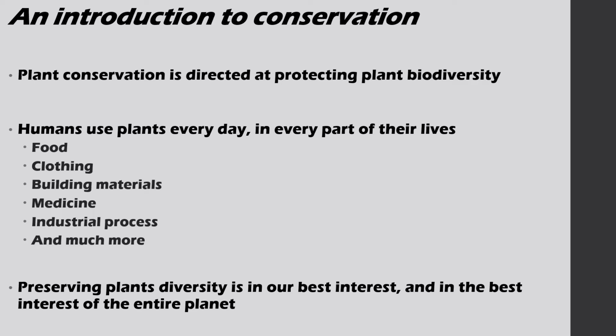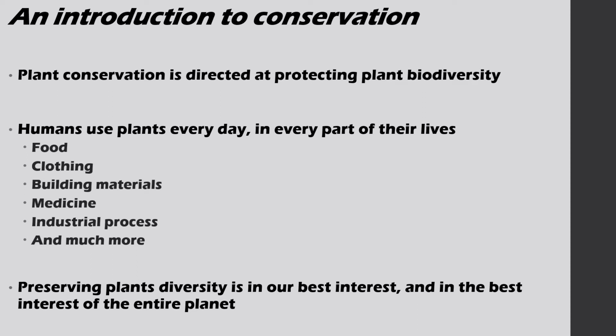Now, maybe to back up a little bit, or at least to touch on something that will go in more depth, is why we care about this. Why do we care about plant biodiversity? Why do we care about conserving plants? Now, we as human beings use plants every single day in every single part of our lives. You're probably wearing some plant material. You probably ate plant material earlier. And if you ate meat, that meat ate plant material.